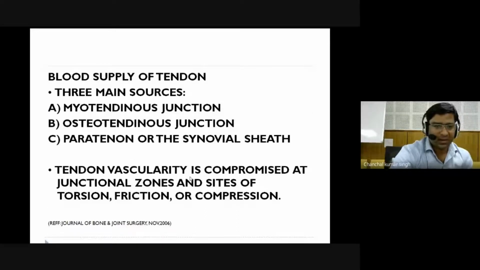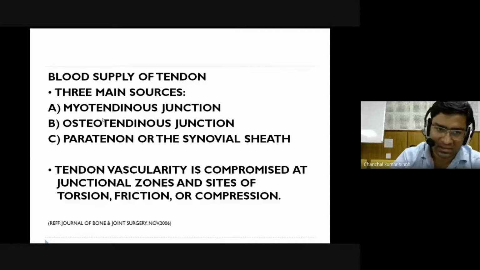Then blood supply. Again, you have major sources: the myotendinous junction, basically because it's a watershed area. You have muscle, which is highly vascular, and the tendon, which is relatively avascular. So the myotendinous junction is the main supply, predominantly 70% of the blood supply to the tendon.